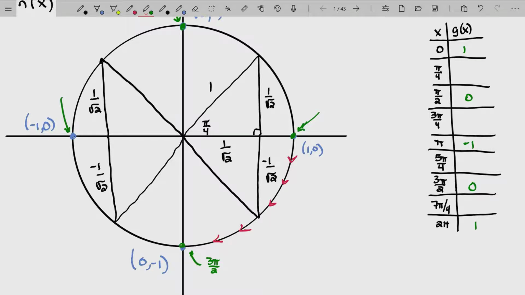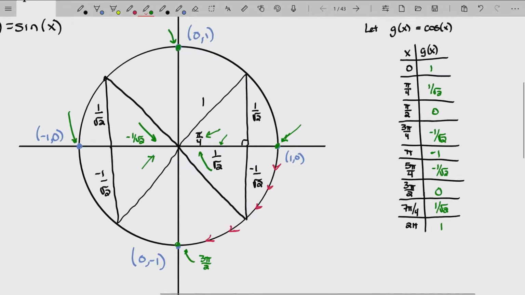In between, at the pi over 4 and 3 pi over 4 and 5 pi over 4 and 7 pi over 4 angles, at pi over 4, this angle right here, your x value is 1 over root 2. At 3 pi over 4, that's this angle right here, your x value is a negative 1 over root 2. At 5 pi over 4, right there, again, your x value is a negative 1 over root 2. And then finally, at 7 pi over 4, right here, your x value is a positive 1 over root 2 because you're in quadrant 4. X values are positive in quadrant 4.